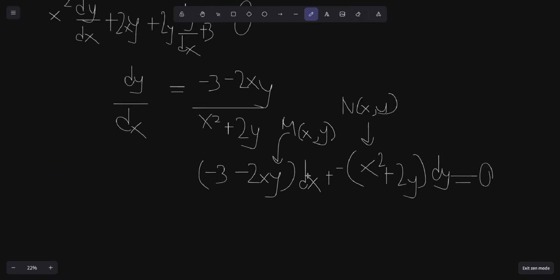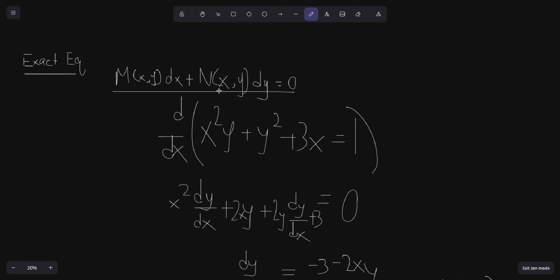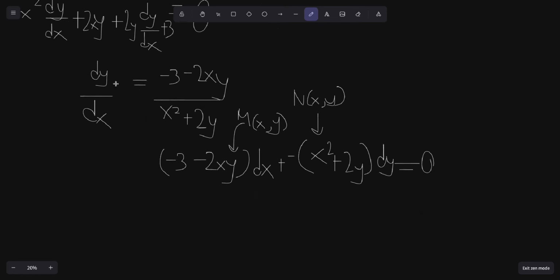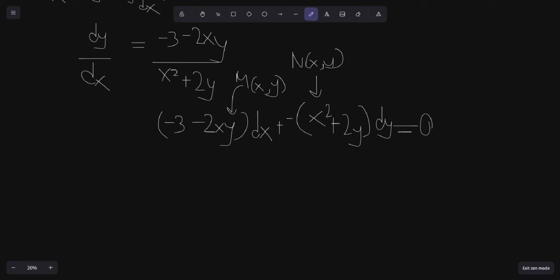So make sure that if you're asked to differentiate this function and then you're asked to place it in this exact equation form, you know how to do it. All you have to do is just cross multiply once you get into this dy over dx form, and then you should be able to end up with this, perfectly, okay?